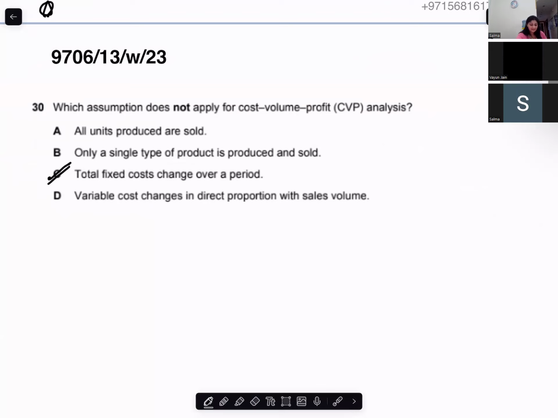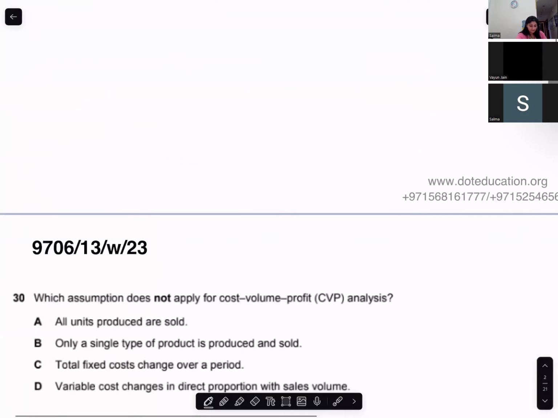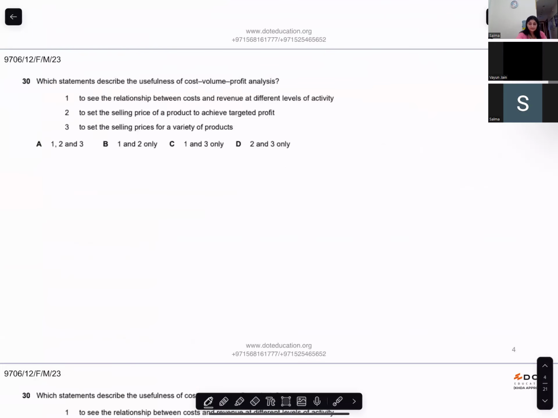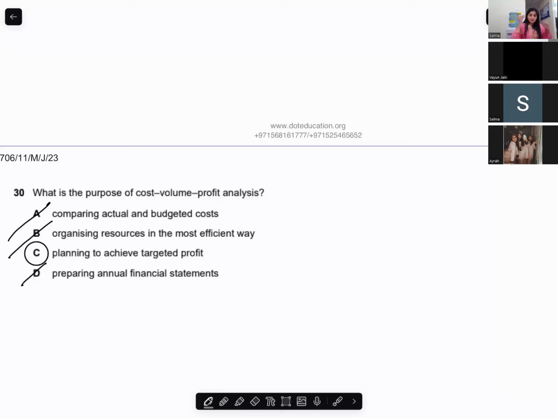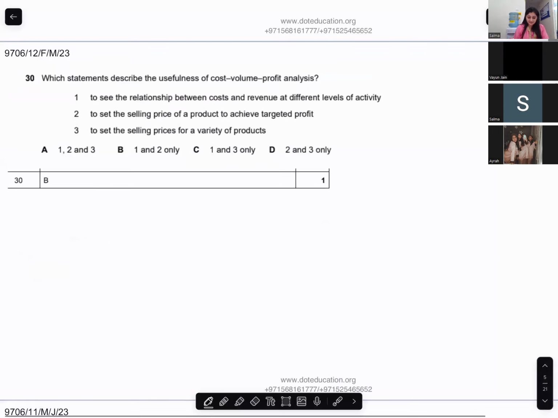Okay, fine. Let's go ahead. Please read. Which statement describes the usefulness of cost volume profit analysis? First one, to see the relationship between costs and revenue at different levels of activity. Understand. Try yourself, then I will solve with you. You can tell me what is the purpose of cost volume profit analysis?